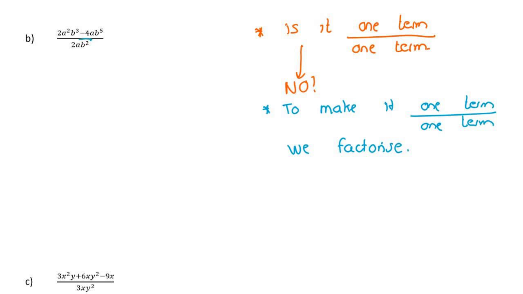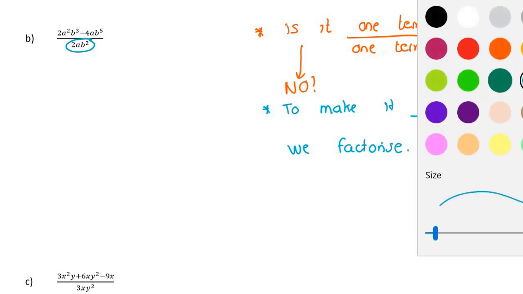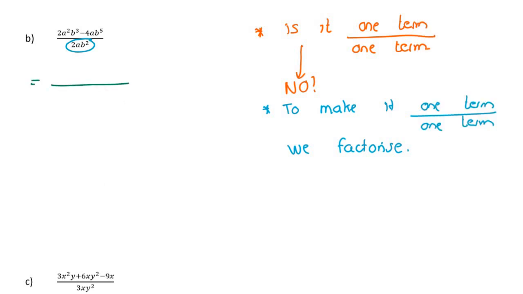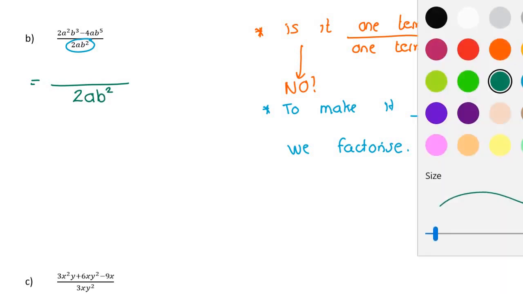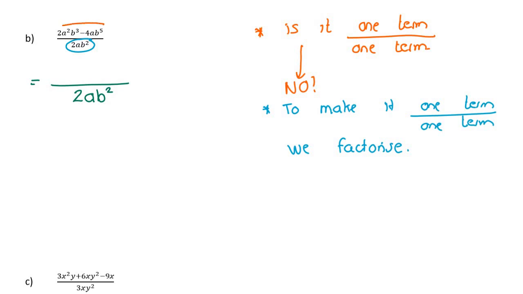Now you'll notice here that the denominator is one term. So the denominator I'm going to leave because it clearly doesn't need to be factorized. So 2ab squared. The top, however, is not one term. So I'm going to factorize this. And the first thing I do when I factorize is I look for a highest common factor. Now my highest common factor there is definitely a 2. And I've got a squared and a. So a. And then there's a b cubed. So b cubed will be common because the other term has a b to the power of 5.